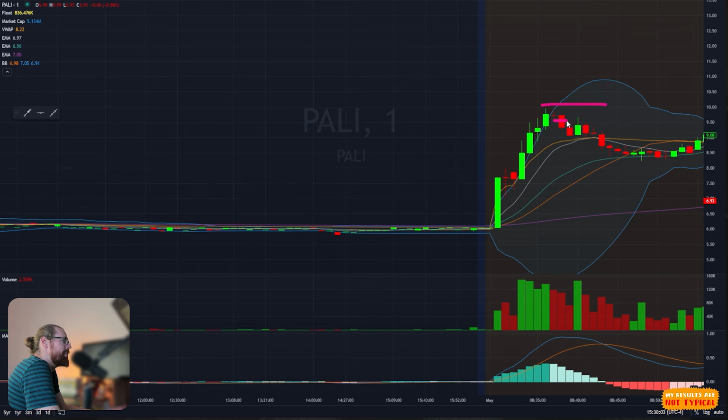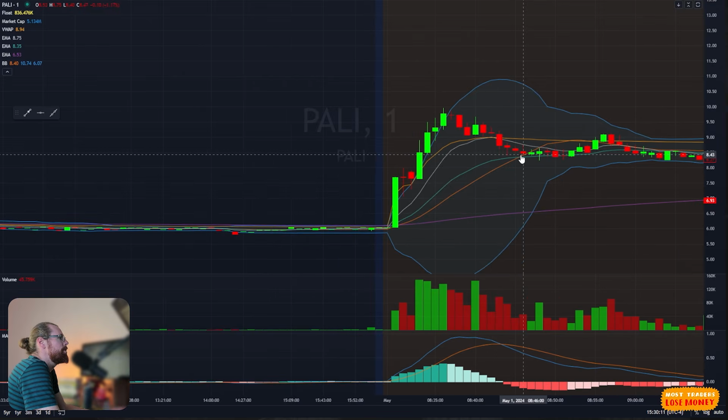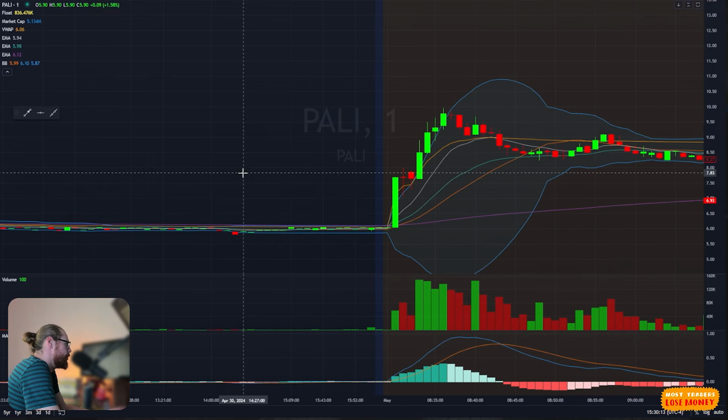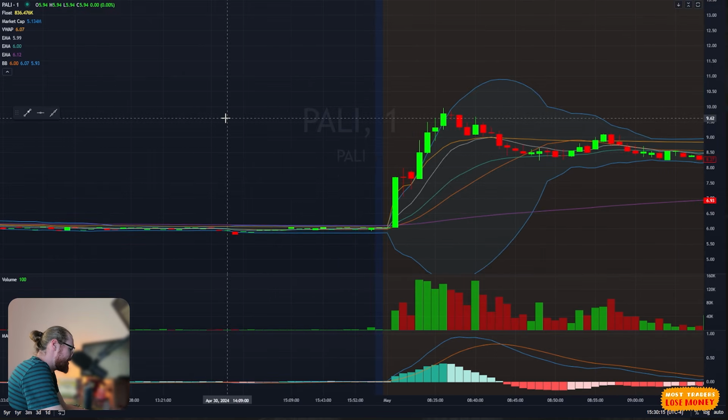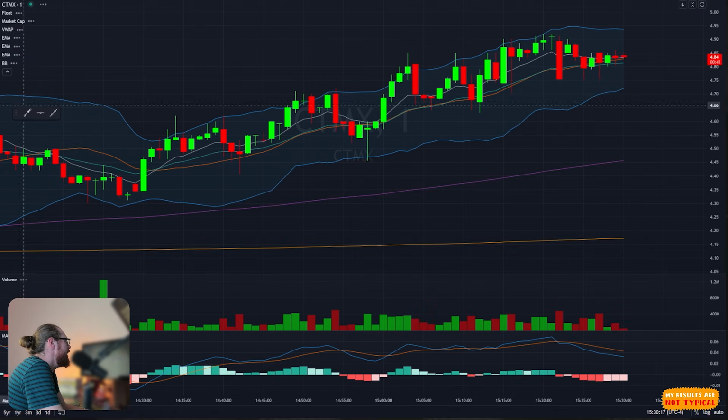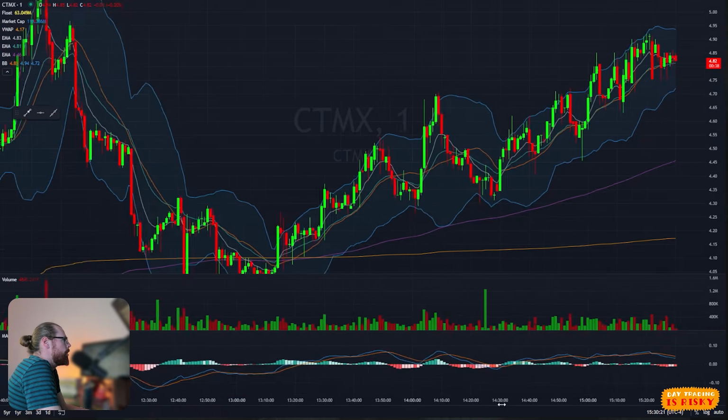So right there, that first candle making a new low as an indicator to sell or go short, depending on your strategy, that obviously pulled back down to the 9 moving average, then it pulled to the 20, and it just kept retracing. If we switch back to CTMX, let's see. We'll look at this one on the 1-minute chart.